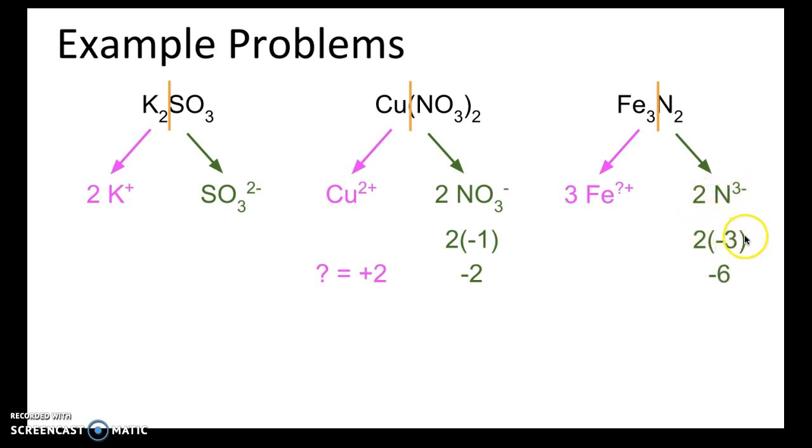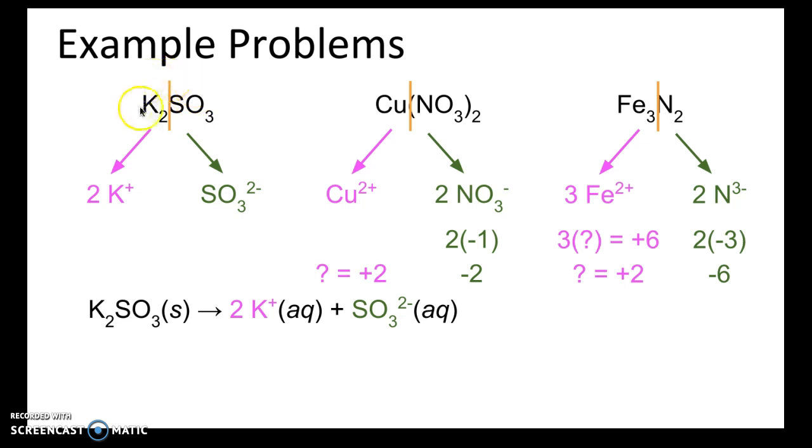We have 2 nitrides, so 2 times -3 gives us the overall -6 charge on the anion side. That means for the cation side, since I have 3 irons, 3 times whatever the charge is should be +6. And so doing some mental math, I know the charge of the iron is going to be +2. All right, so now that we have our charges here, we're going to use this information to write our chemical equation. So to write the chemical equation, it's real simple.